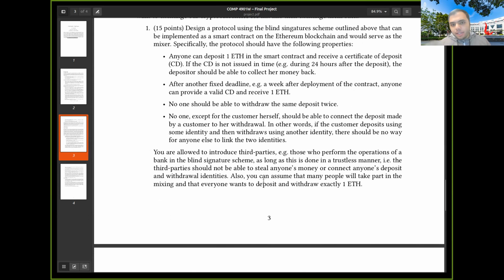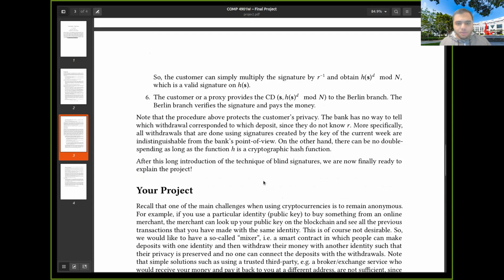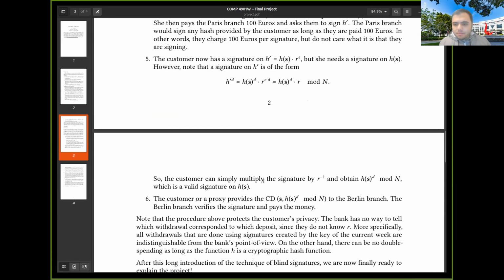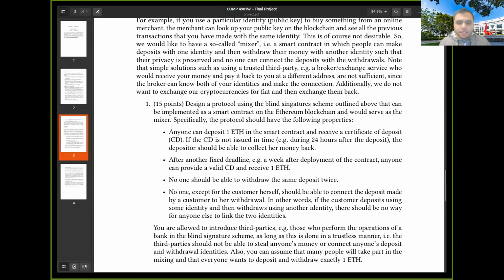And actually, another thing that the bank might be able to do, and you have to guard against in your contract, and this is really important, is that the bank might issue more signatures than they should. So let's say, suppose that, for example, each deposit is for 1 Ether, and let's say that only 50 people have deposited in the contract, but somehow the bank has issued 100 signatures. So you have to also defend against this kind of malicious behavior from the bank.